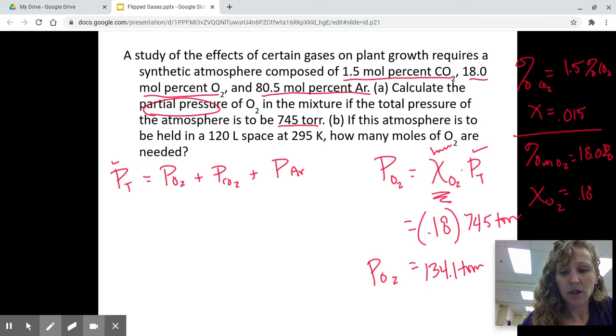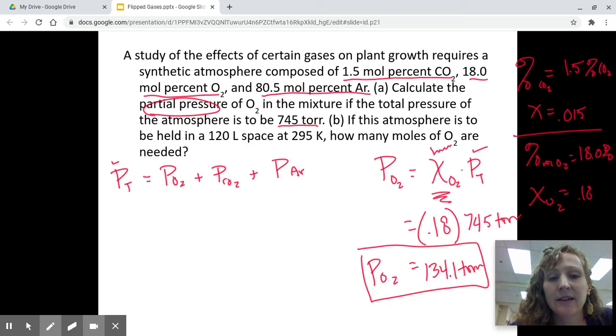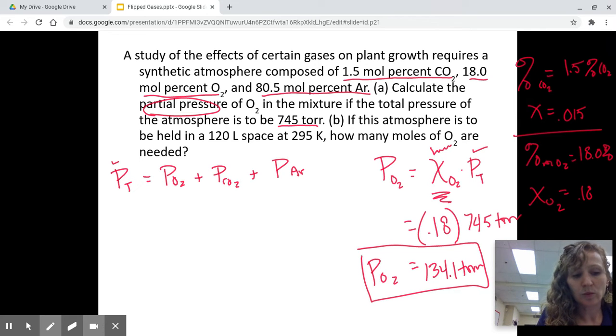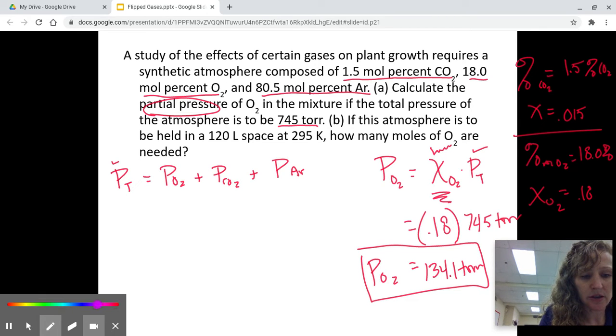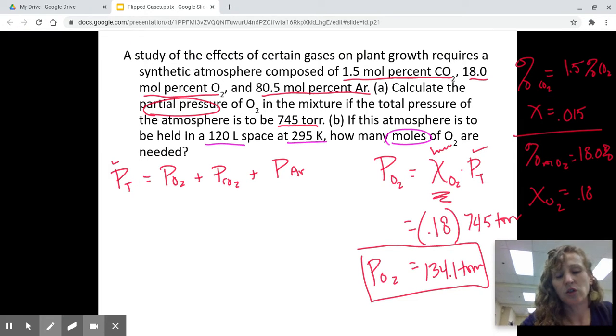134.1 torr is your partial pressure of oxygen. Ta-da! We have done A. Now let's look at B. If this atmosphere is to be held in a 120 liter space, 295 Kelvin, how many moles of O2 are needed?